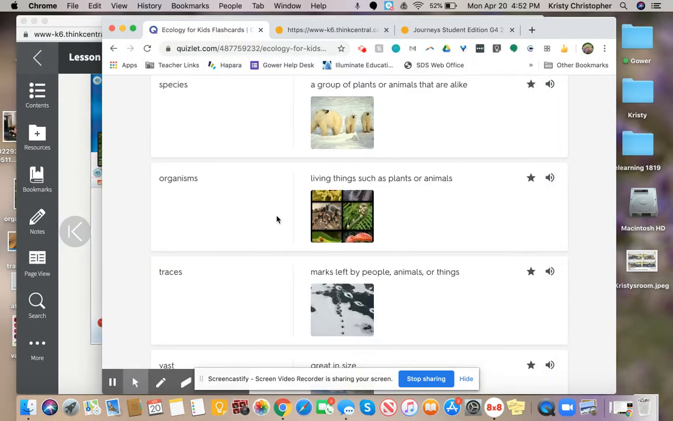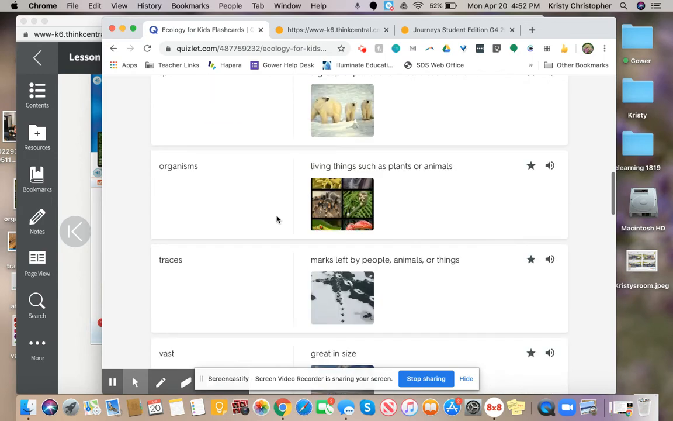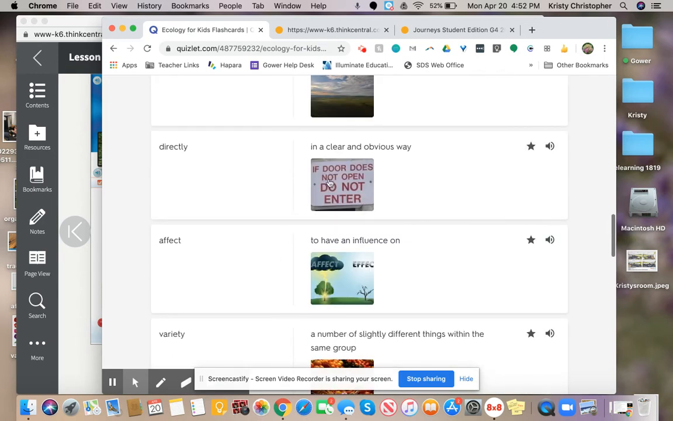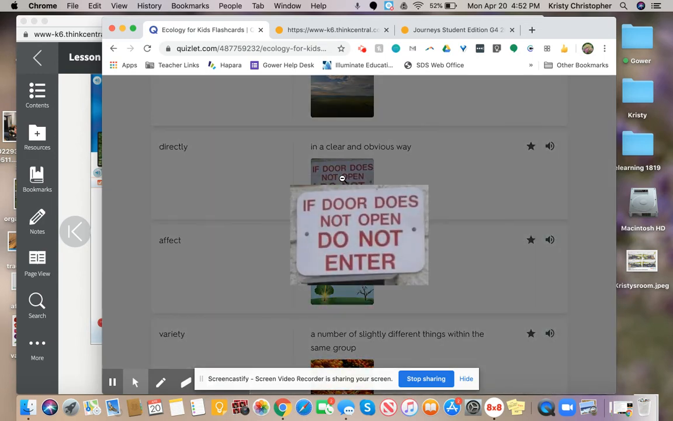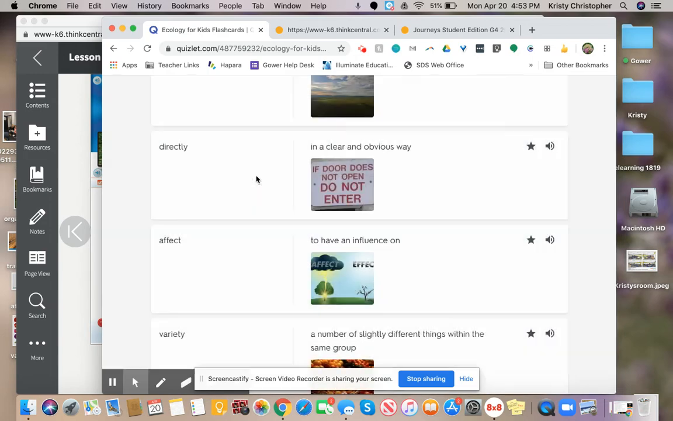Let's look here at a Quizlet. Direct: in a clear and obvious way. If the door does not open, do not enter. So it's very direct. There is no "but if this or if that." It is simply direct. Let's go on.